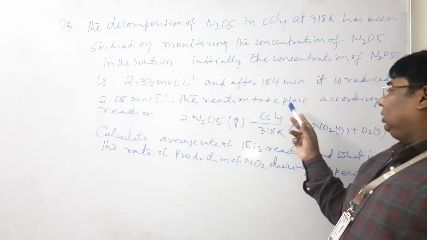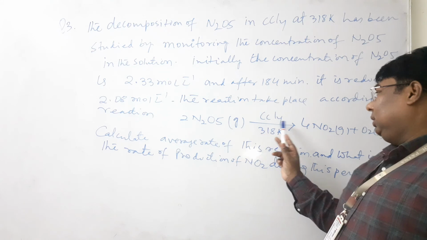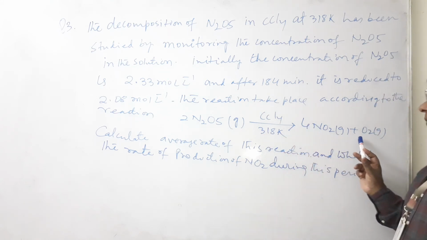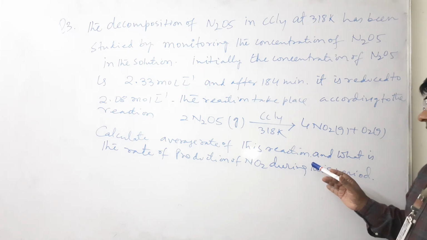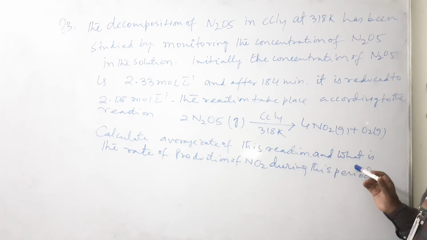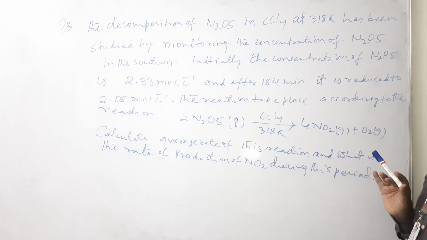The reaction takes place according to the reaction N2O5 gas gives 4 NO2 plus O2 gas. Calculate the average rate of this reaction and what is the rate of production of NO2 during this period.